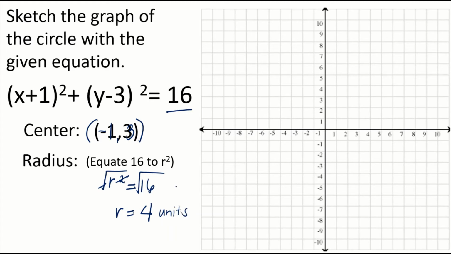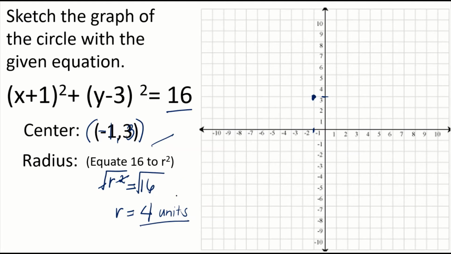Okay, so now, when we have the center and the radius, we can now sketch the circle. So first, to sketch this, plot the point negative 1, and then positive 3. So, this is our center.